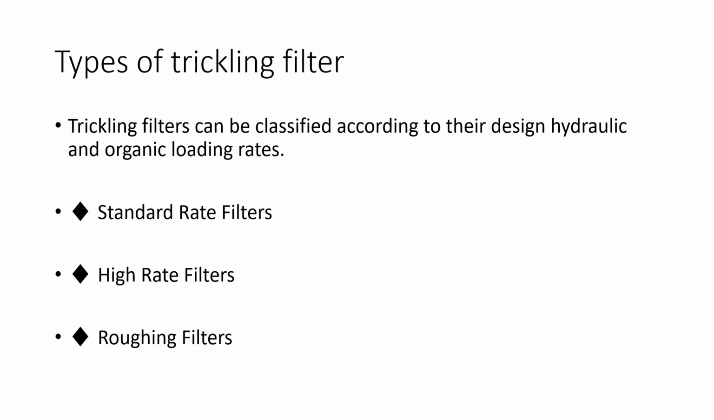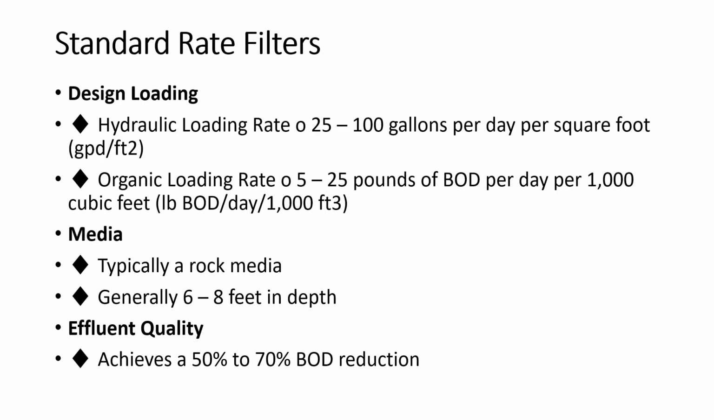Based on the hydraulic and organic loading rates, trickling filters can be classified into standard rate filters, high rate filters, and roughing filters. For standard rate filters, the hydraulic loading rate is between 25 to 100 gallons per day per square foot. The organic loading rate is between 5 to 25 pounds of loading per day per 1000 cubic feet. The media usually used in standard rate filters is rock media, and it is around 6 to 8 feet in depth.